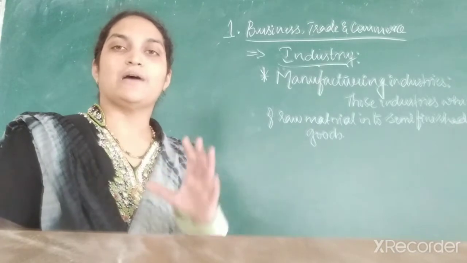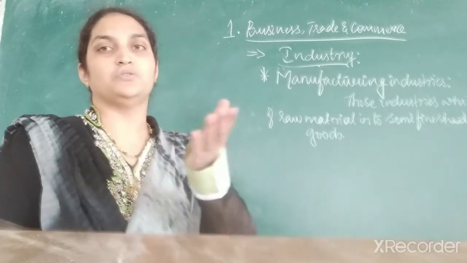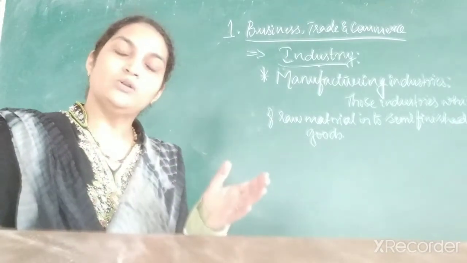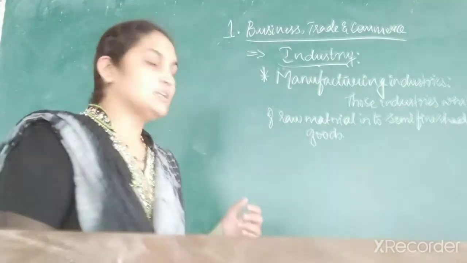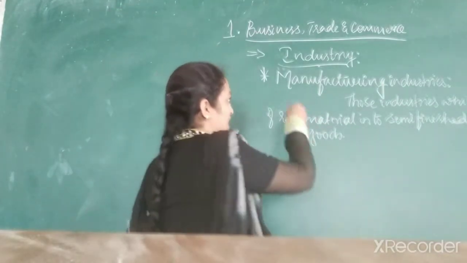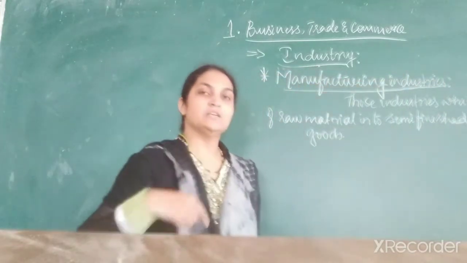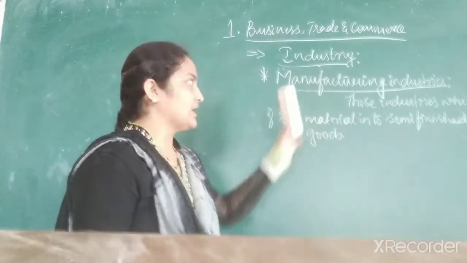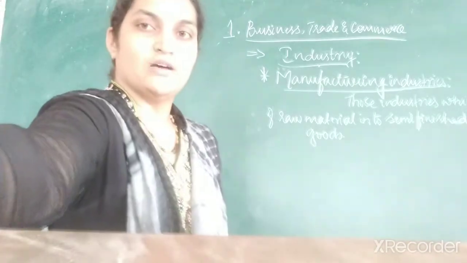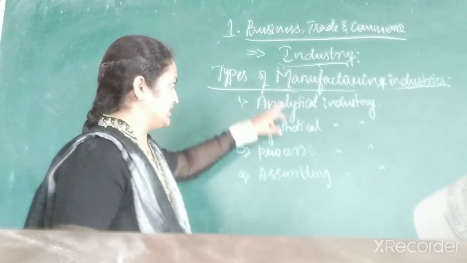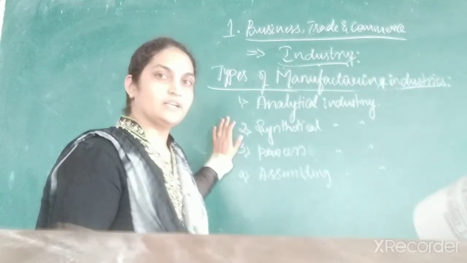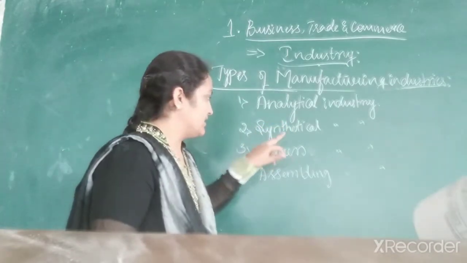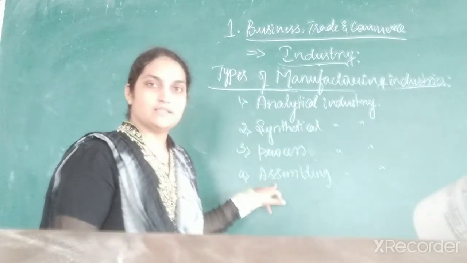For example, manufacturing raw cotton into cotton textile, from the raw jute to jute related products, from the iron ore to the iron and steel industries. That is called manufacturing industries. Again, these manufacturing industries have been subcategorized into four types. First one is analytical industries, synthetical industries, processing industries, and the last one is assembly industries.